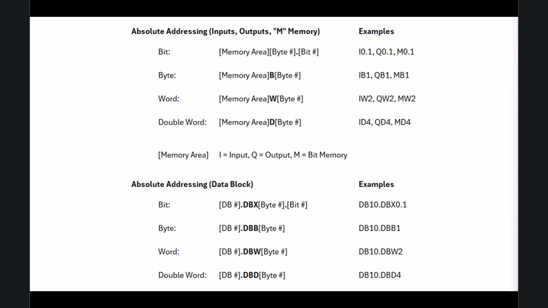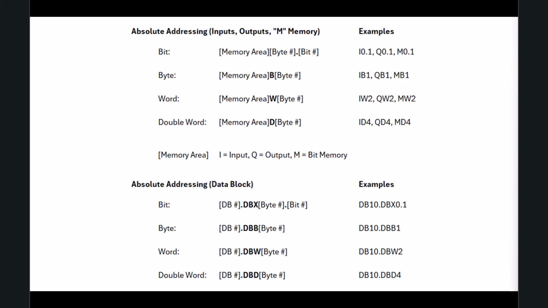For a word address, you would specify the memory area I, Q, or M, and then you use W to specify a word, and then the starting byte number. So examples would be IW2 or QW2 for input word 2 or output word 2. A double word address would be the memory area, I, Q, or M, and then use a D for a double, and then specify the starting byte number. So examples would be ID4 or QD4.